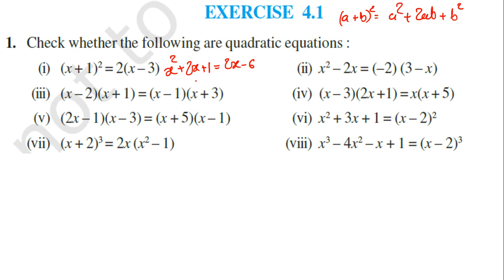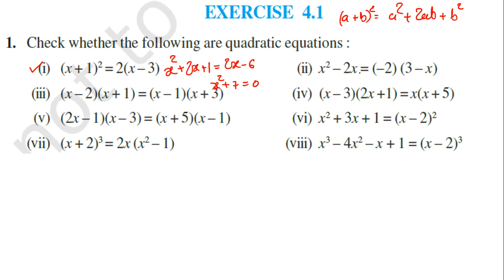And finally, this 2x and 2x will cancel. Otherwise if you take this side, this 2x will become minus, and then again that will cancel. So x square, and this 6 will become plus, so 1 plus 6, that is 7. x square plus 7 is 0. But here we just have to consider the maximum power. So the maximum power is what? That is 2. So is this quadratic or not? This is a quadratic equation.